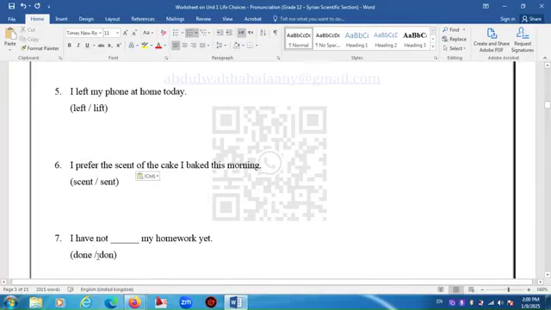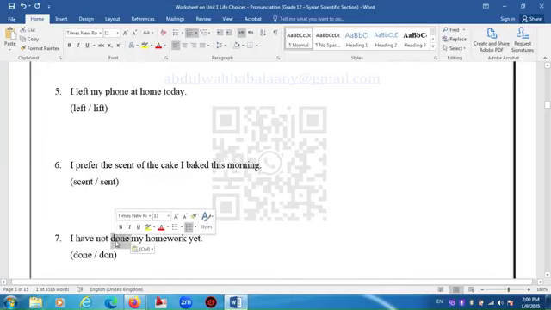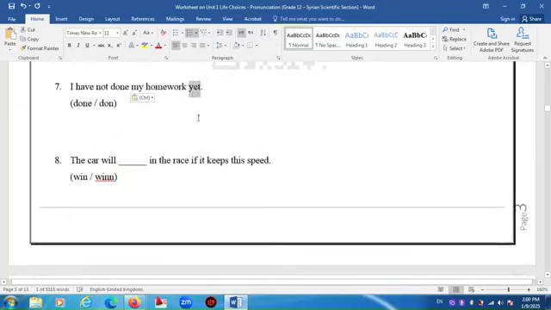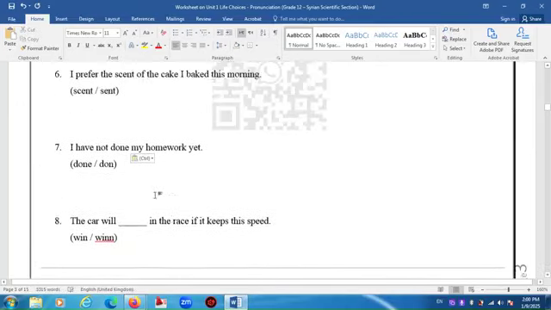I have not, of course, done, the past participle of the verb do. Did, done. I haven't done my homework yet. This is important. The car will win the race. Will in the race, or win in the race, if it keeps this speed.